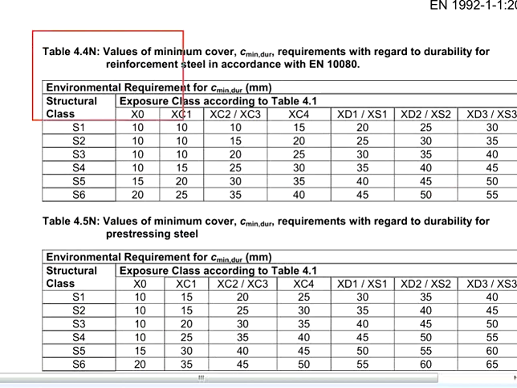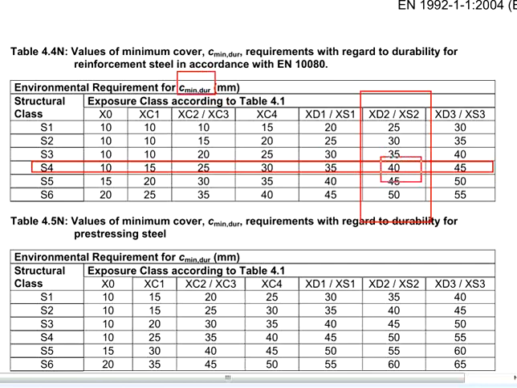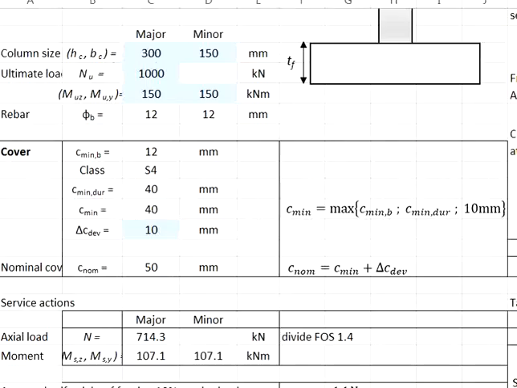This you may refer to table 4.4N in Eurocode 2. By default, the structural class is S4. Under the exposure class of XD2, the c_min,dur is equal to 40 mm. The third proposed c_min cannot be less than 10 mm. We are taking the larger value of the 3, that gives you c_min equals to 40 mm. Plus 10 mm deviations, your nominal cover will be equal to 50 mm.